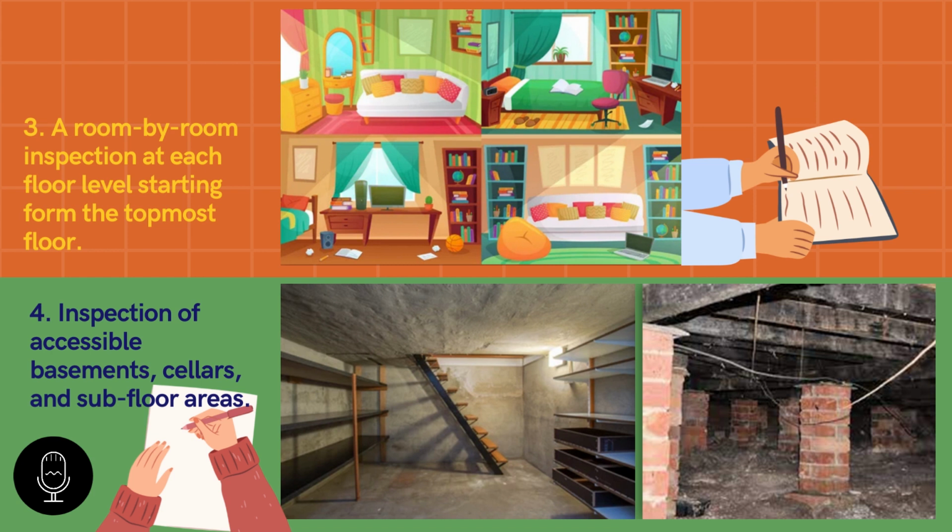Okay, number four is inspections of accessible basement and subfloor area. Here, the building surveyor needs to conduct a close study on damp-proof courses, ground floor timbers and main wall constructions. For the wall, we need to know the types of construction material used, the type of finishes and its conditions. Does it need a repair?